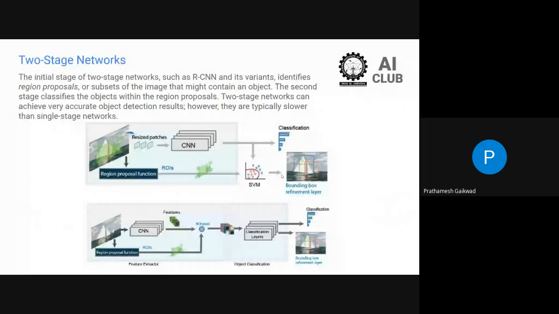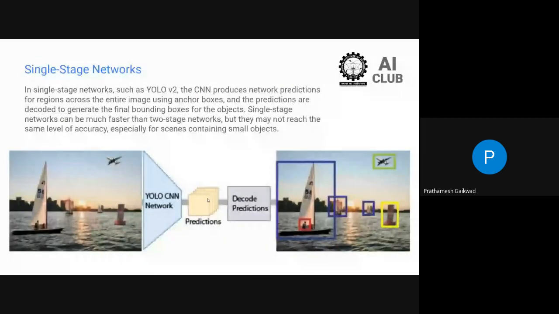So this is a two-stage network. R-CNNs typically use two CNN networks. Single-stage networks, such as YOLO, use a single network. The CNN produces predictions for regions across the entire image using anchor boxes, and the predictions are decoded to generate the final bounding boxes for the objects. Single-stage networks can be much faster than two-stage networks, but they may not reach the same level of accuracy, especially for scenes containing small objects.